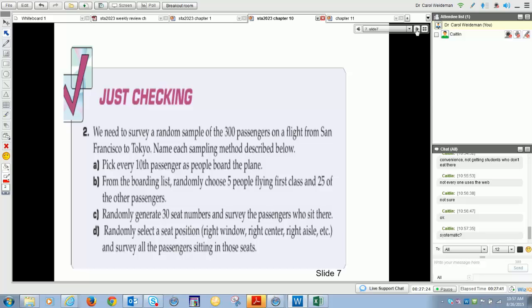Systematic, yes. Very good. From the boarding list, randomly select 5 people from first class and 25 of the other passengers. So we've taken the 300 and we've divided them into first class and everybody else, and then we take a random sample from each of those groups. What do we call that kind of sampling? Stratified. Excellent. Very good. Randomly generate 30 seat numbers and survey the passengers who sit there. What kind of sampling would we call that one?